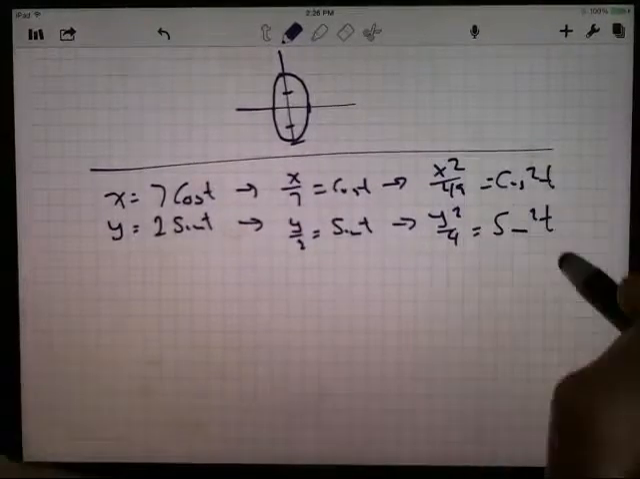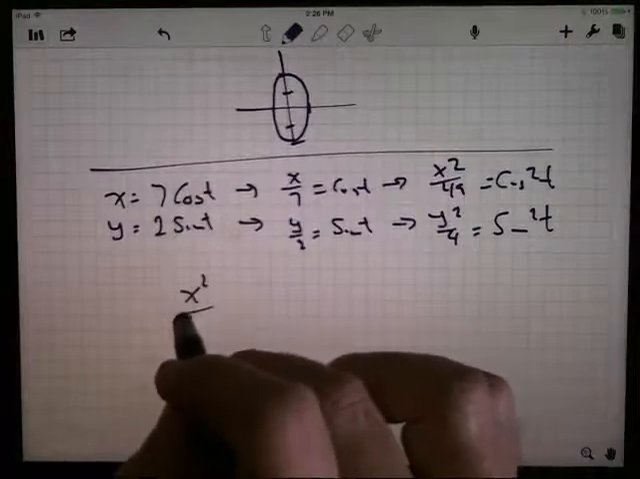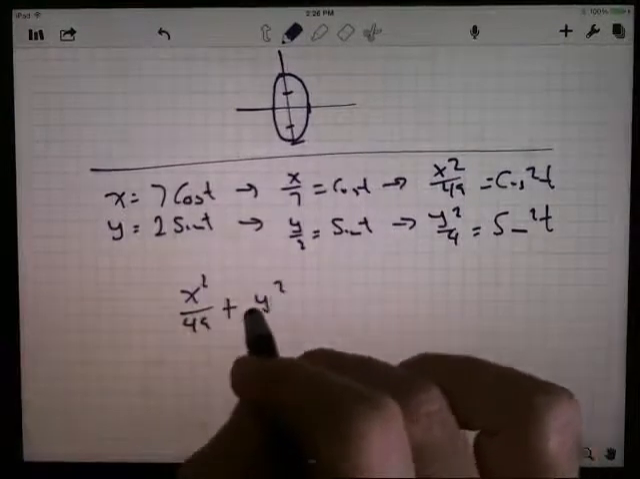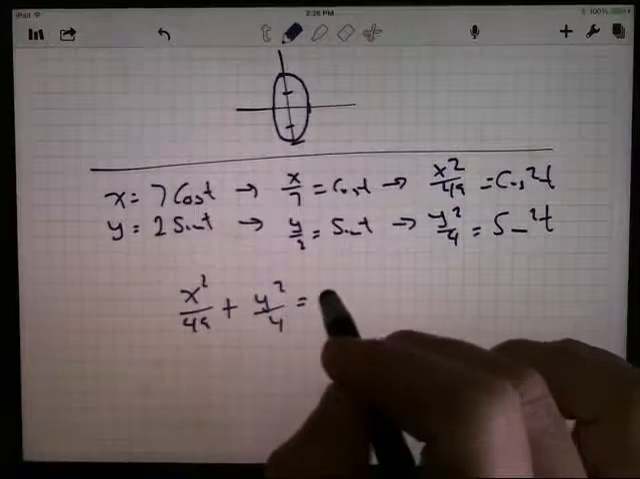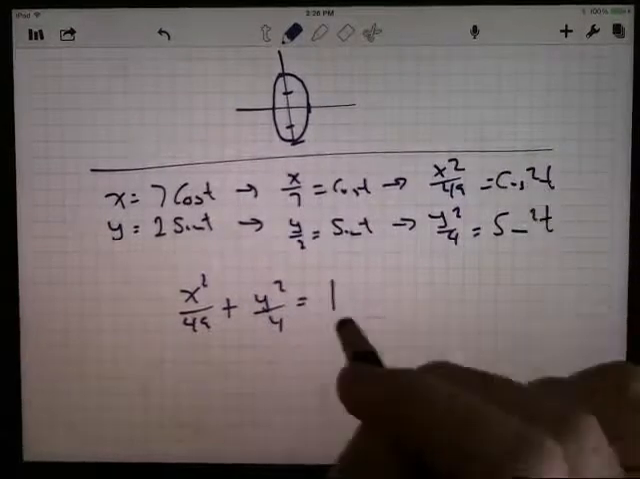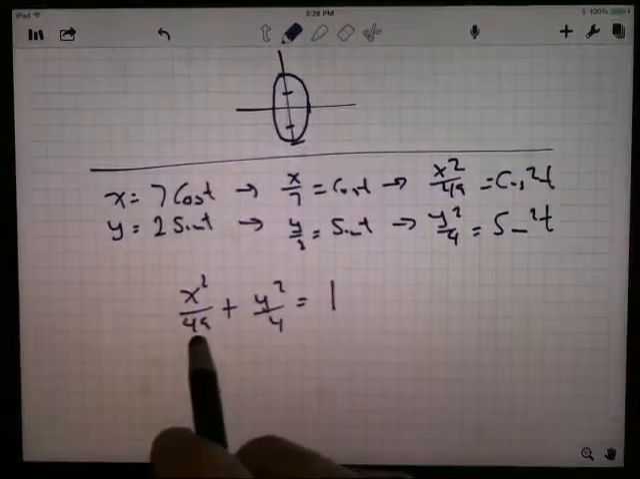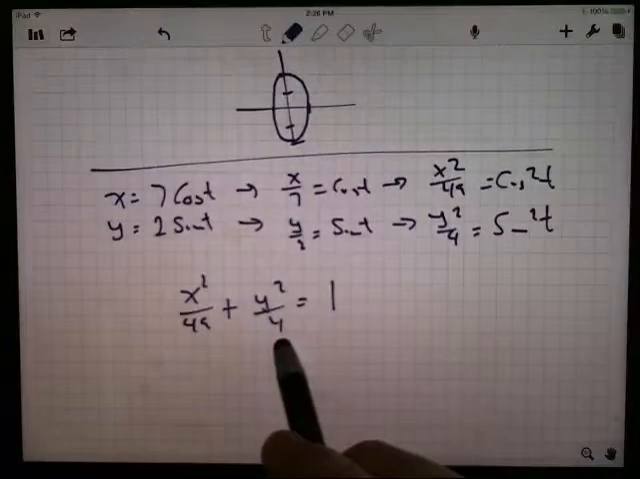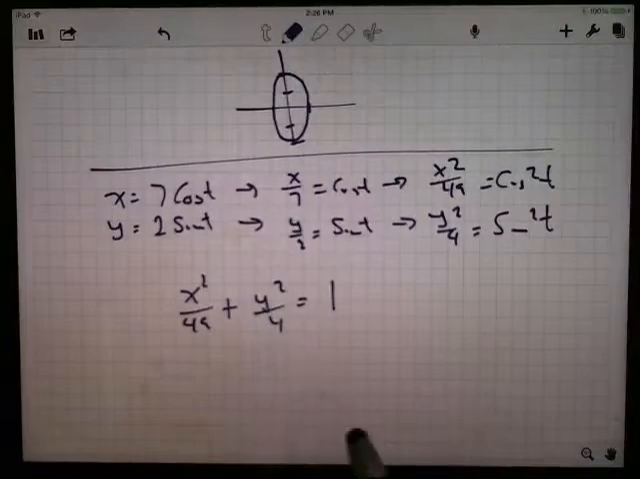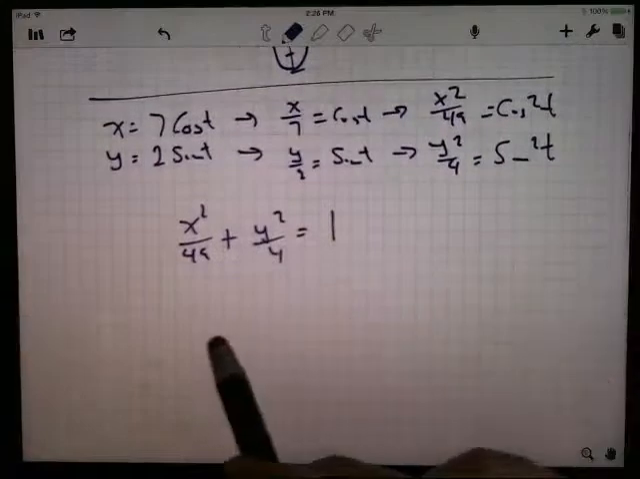And then add left sides and right sides. So the two left sides add up to x squared over 49 plus y squared over 4 equals, adding the right sides, cosine squared t plus sine squared t, which is 1. And there you go. There's an ellipse that's stretched by a factor of 7 in the x direction and 2 in the y direction, just as we saw.